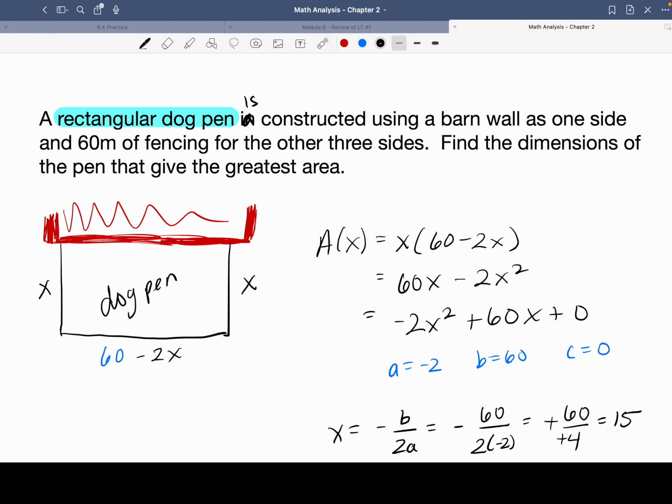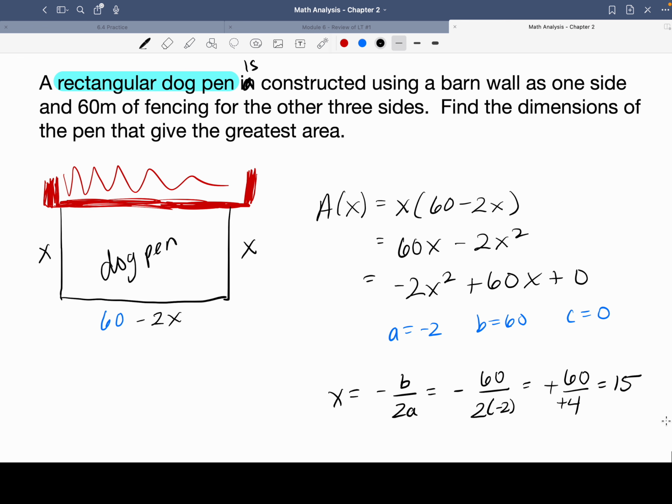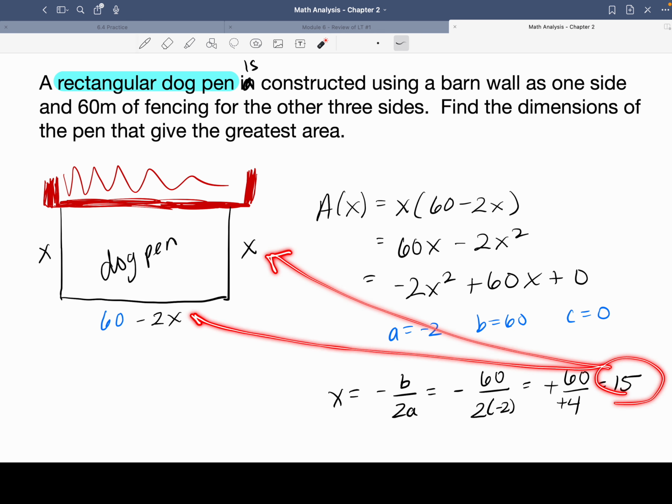So what does that mean? What that means is that our x value, to maximize our area, our x value in our dimensions must be 15. So when we look at this and we say, okay, great, so we need to find the dimensions, what we're going to do is we're going to substitute this piece into here and then also into here, and that'll give us our dimensions, this by this.